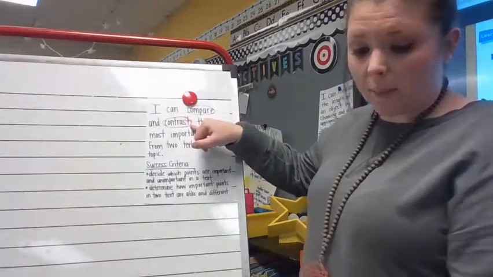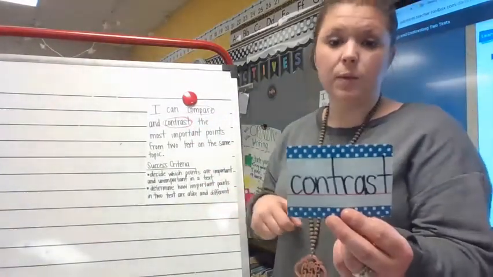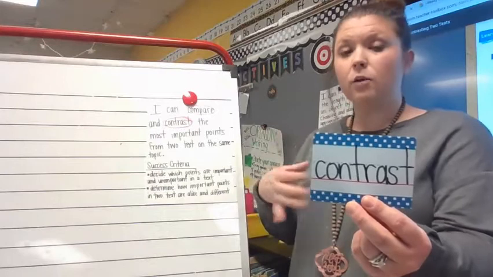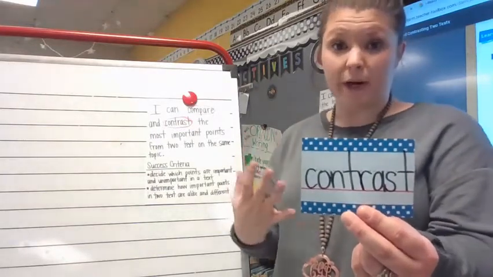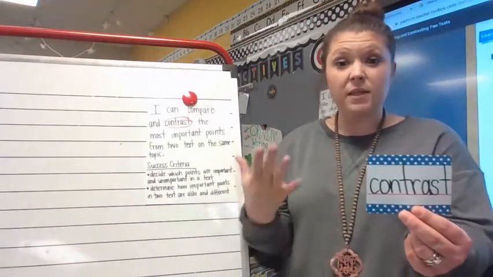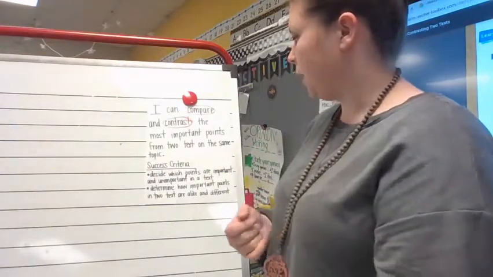And then we have the opposite of that, which is contrast. When we're contrasting, we're telling how two or more things are different, how they are not alike, those things that are different about them, okay?